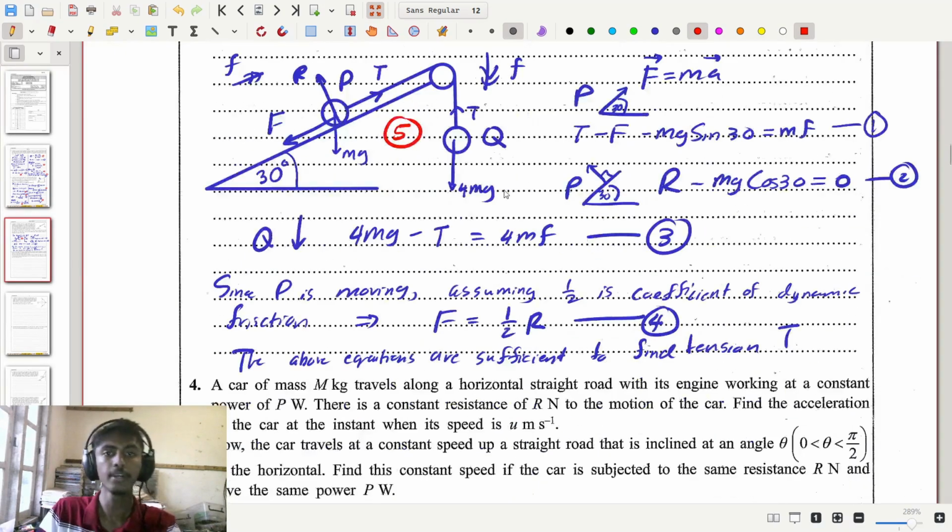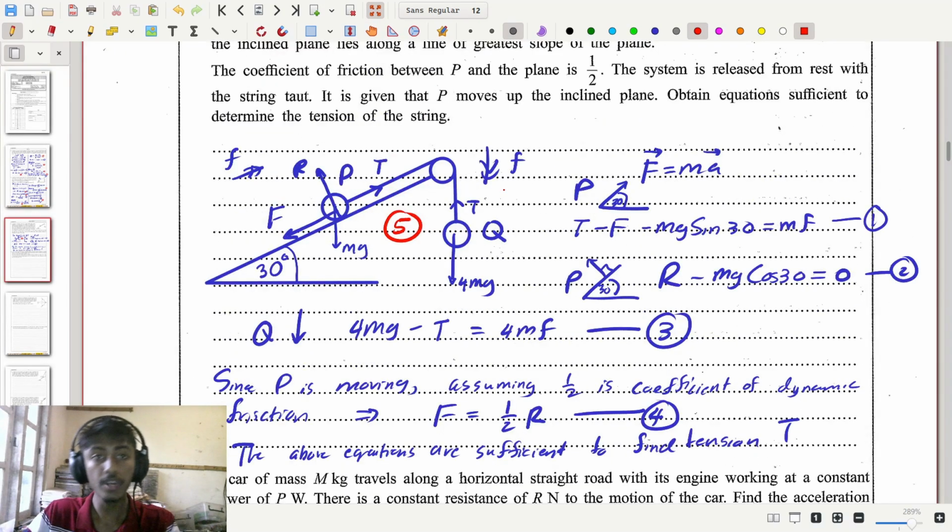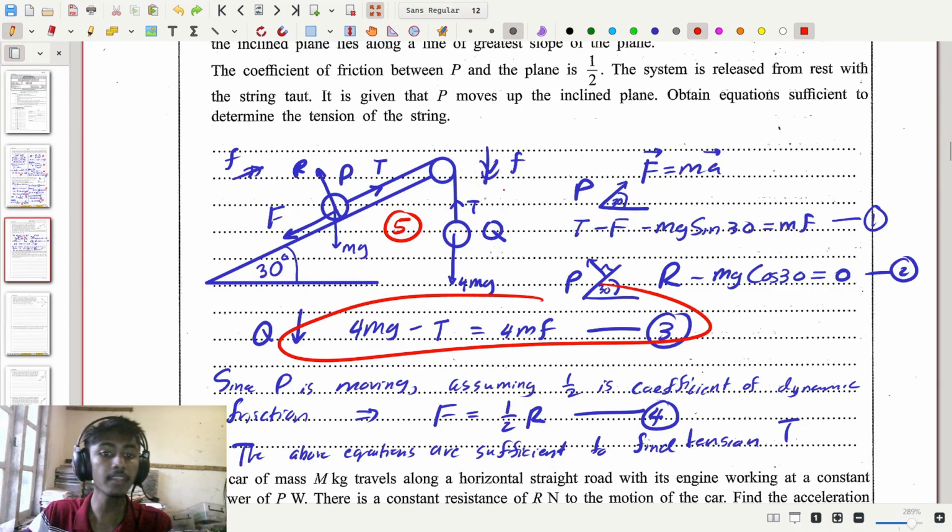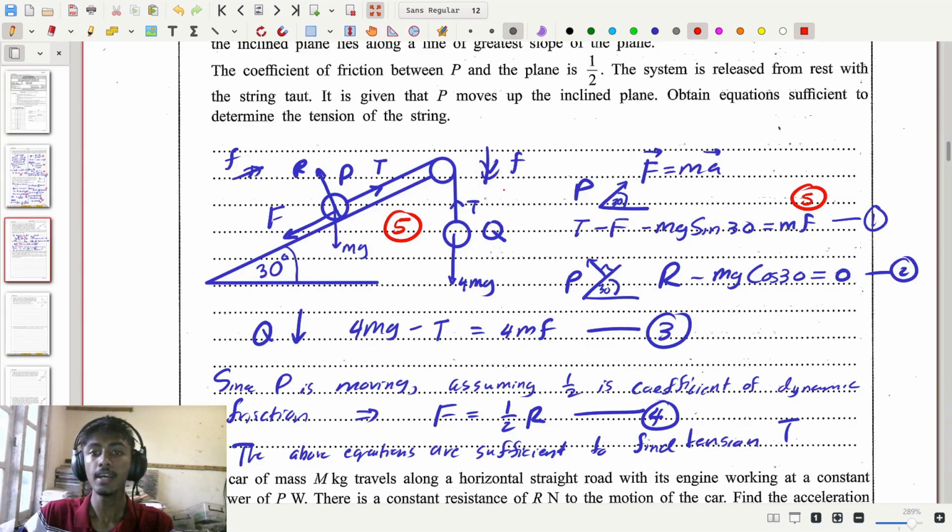Now after that, when applying F equals ma, we have 3 different applications of it: this application, and this application. All 3 of these get 5 marks. Applying it in the direction up the plane for particle P gets you 5 marks. Applying in the direction perpendicular to the plane for P gets you another 5 marks. And finally, applying it downward for Q gets you another 5 marks.